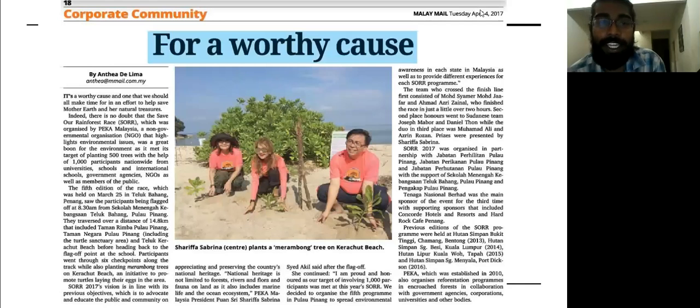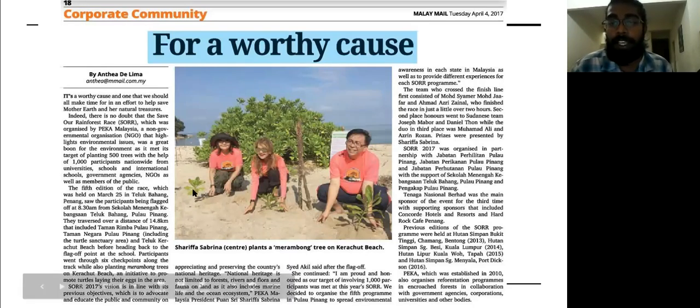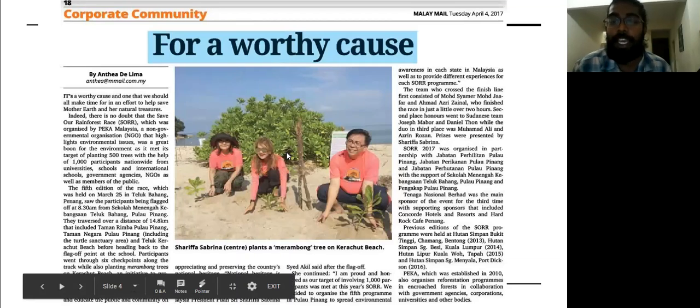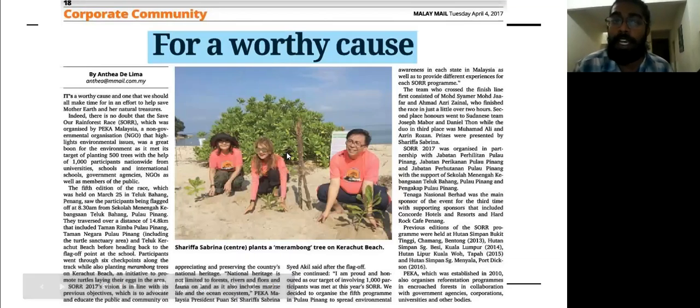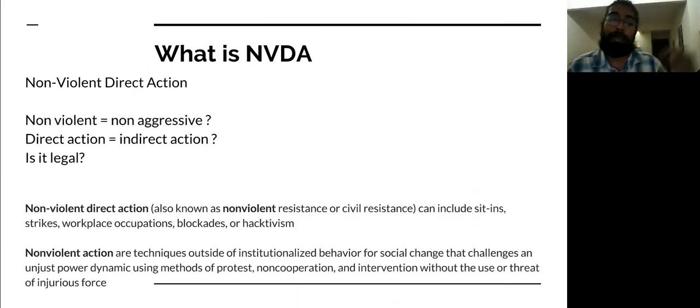But here's an example of an indirect action. This is something done by a local NGO. They did a whole tree planting project, and they pushed a few things towards the government, and it indirectly tried to fix this area, this beach side which used to be filled with mangroves but is now destroyed. And that's what I mean by indirect.